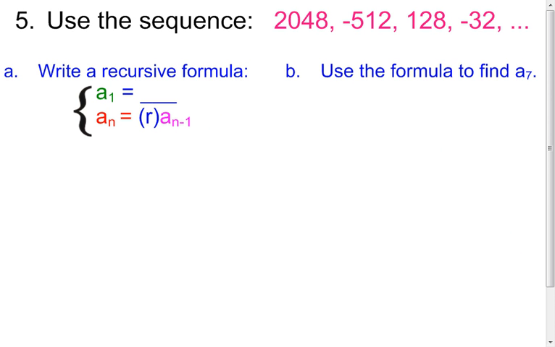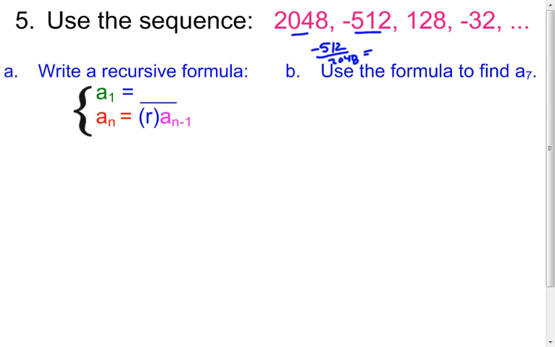All right, here's a different sequence now. And in this case, I'm wanting you to write a recursive formula. And again, this is the formula where you can't find the next term until you find the previous term, which is kind of a bummer. But you have to figure out what your common ratio is. And so I want to take this term and divide it by the previous term. So negative 512 divided by 2,048.